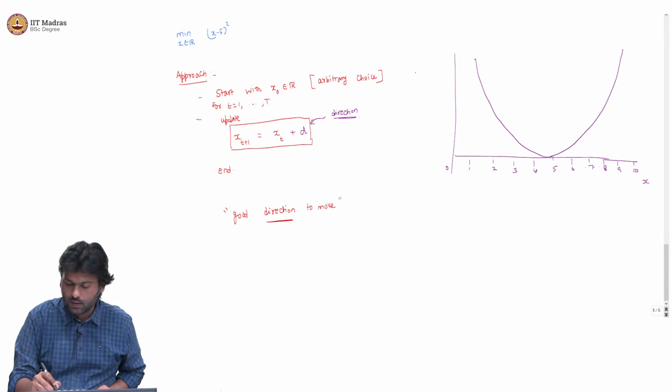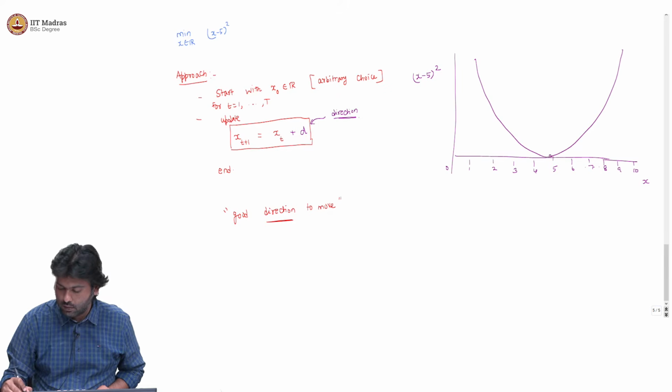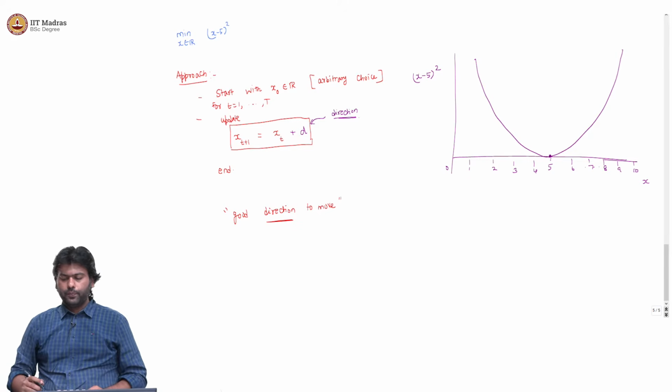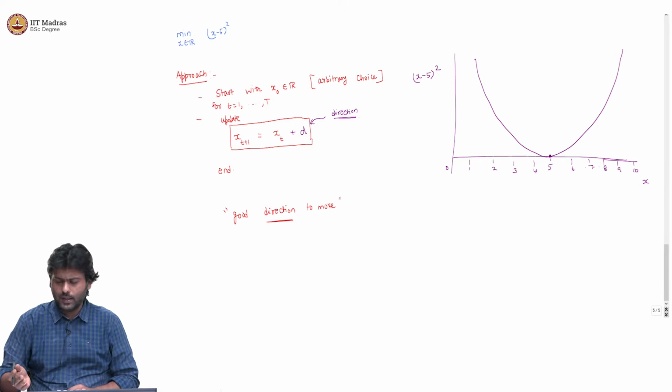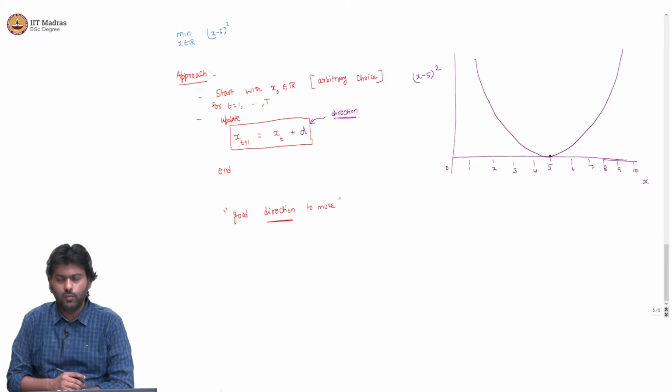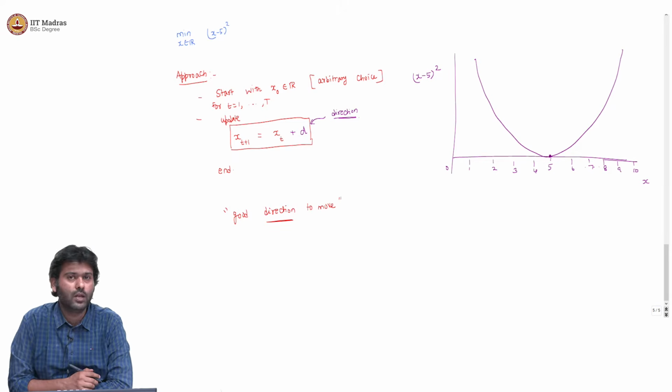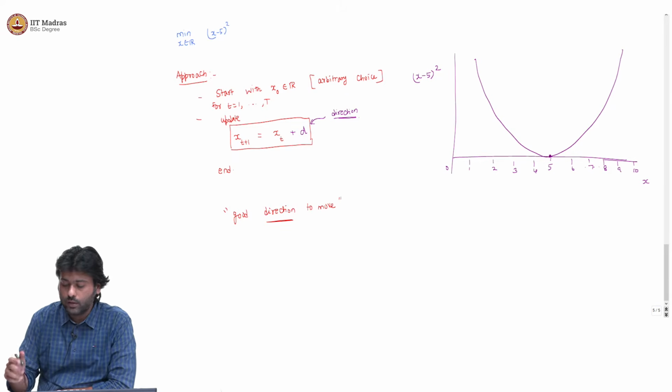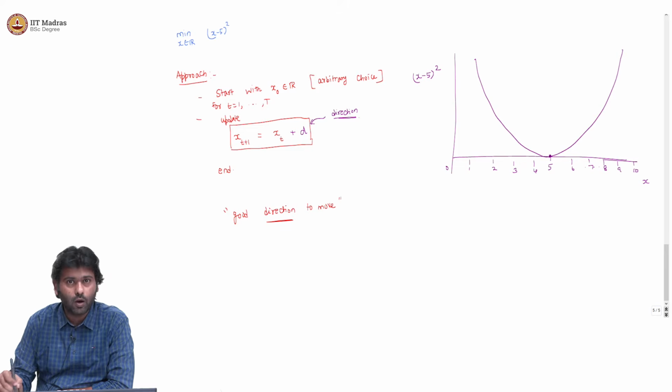This is my x, this is my (x minus 5) squared, and this point is my 5, where it reaches the value of 0. Of course, you can plot this and see that the value at 5 is where it is minimum, but that is not the goal. The goal is more to say how do I automatically find this value as I improve my x.